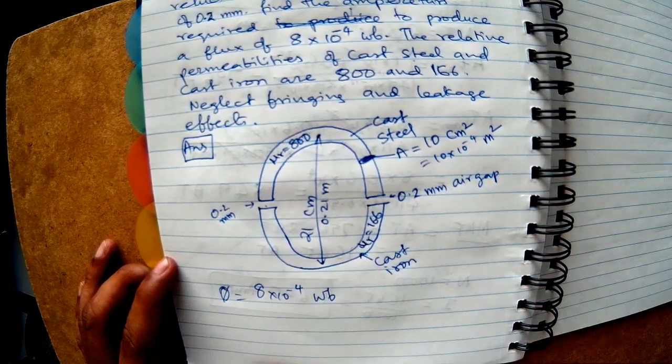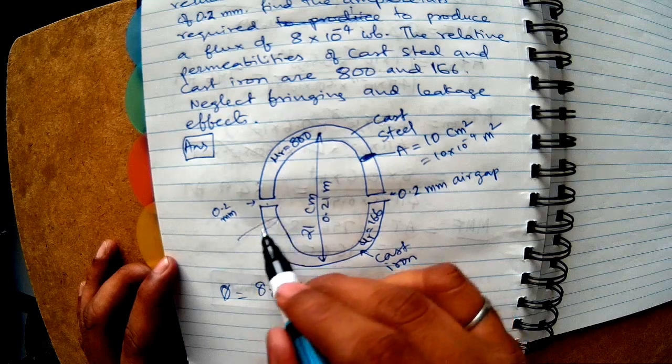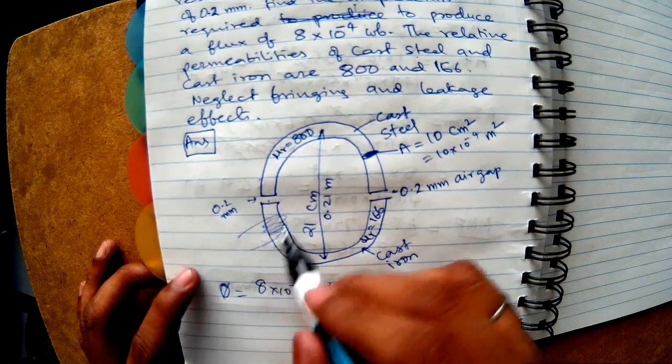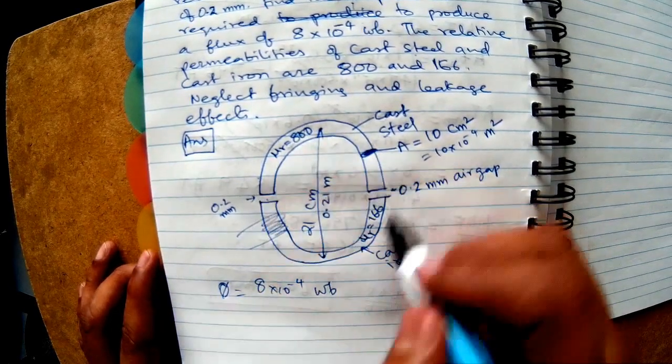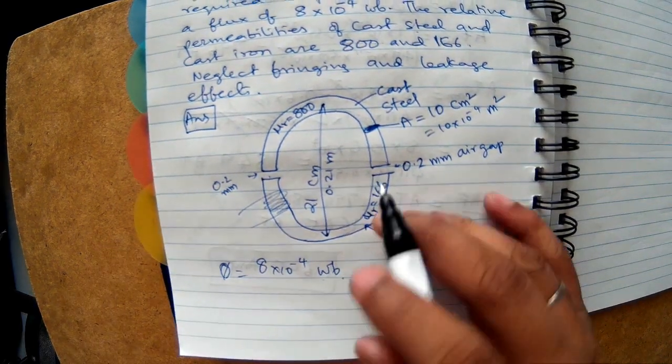So what he is saying is, how many ampere turns are required? Assuming that there is some kind of winding available here, how many ampere turns are required to circulate a flux inside this of 8 into 10 power minus 4 Webers. So that is the question.